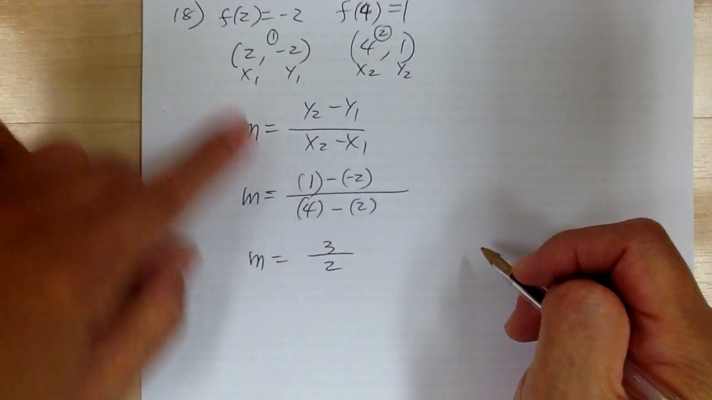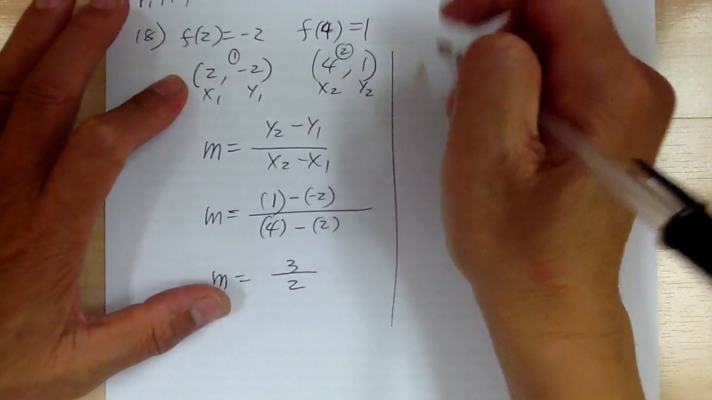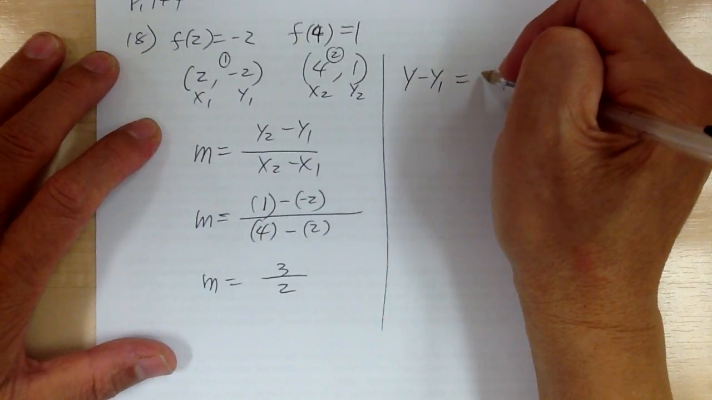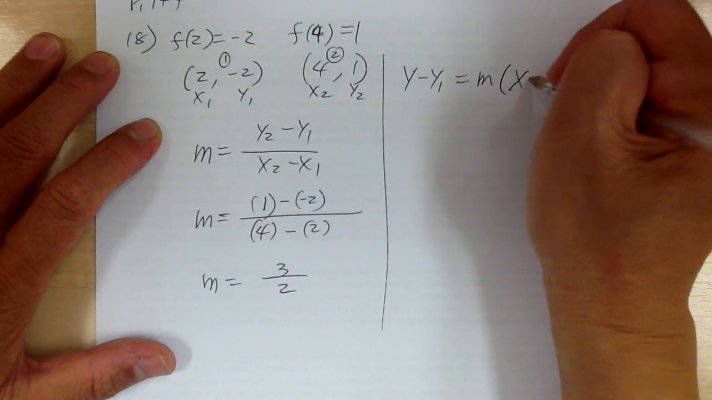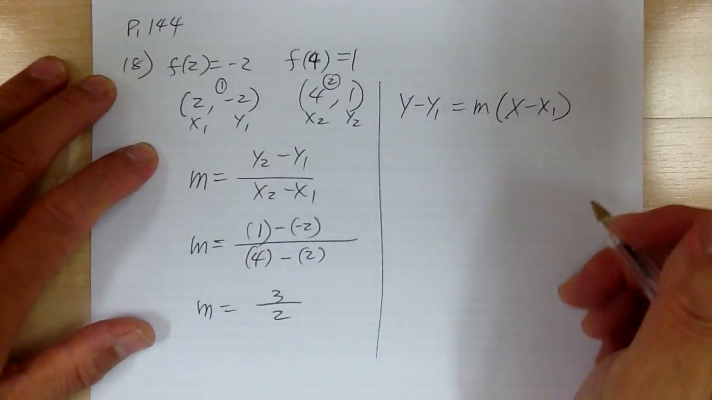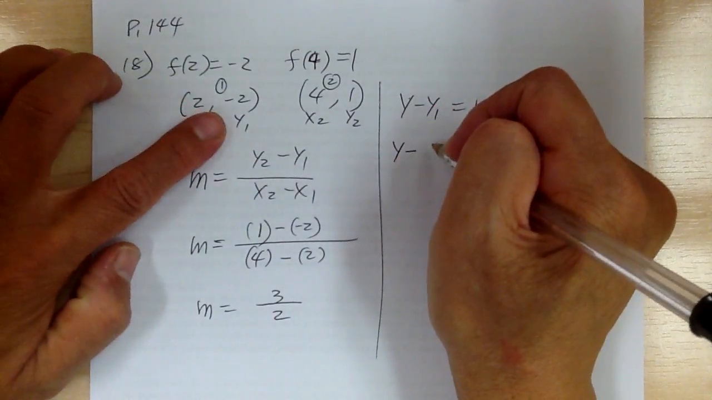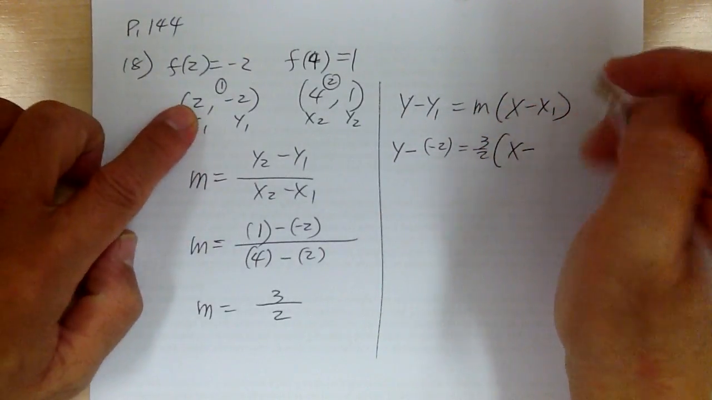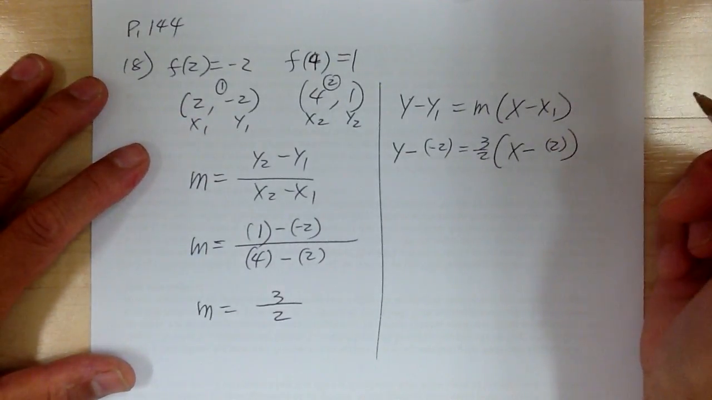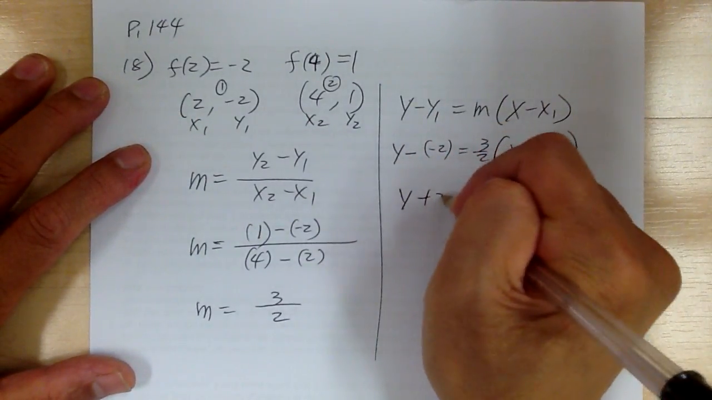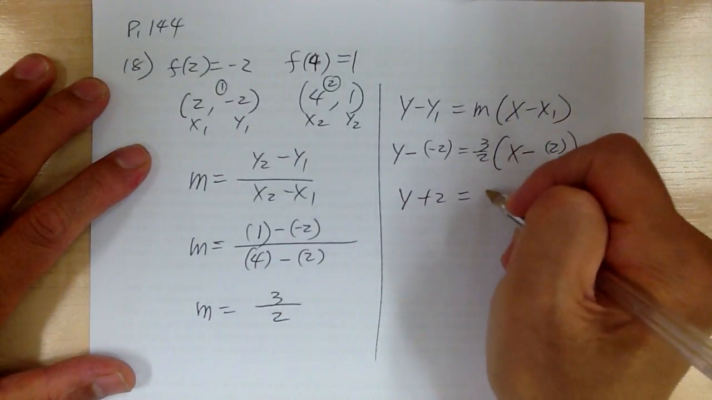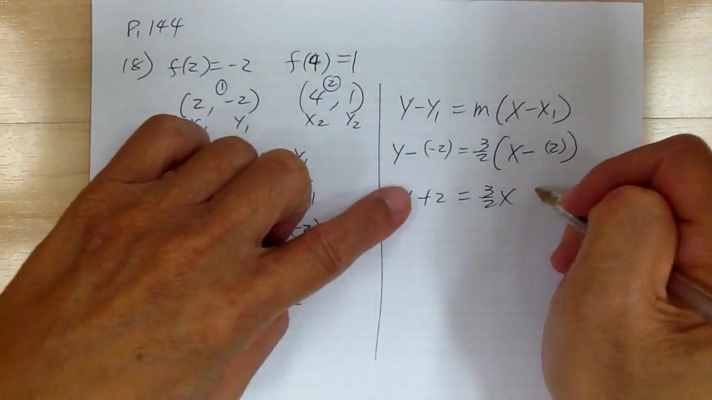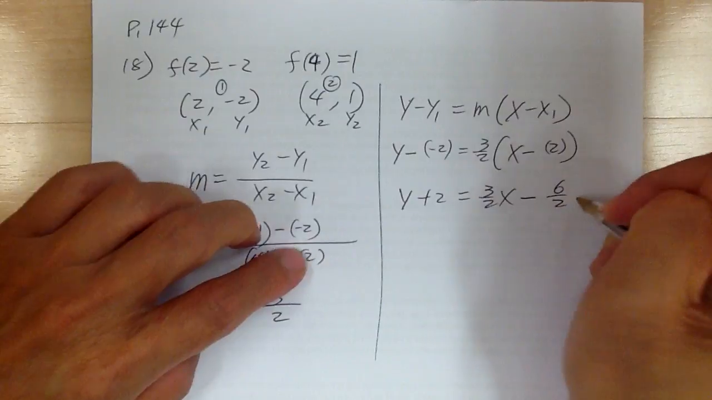Now once you have a slope, you can use point slope form, right? So you're going to get y minus y1 equal to m times x minus x1, right? So that's your point slope form. So you're going to get y minus negative 2 equal to 3 over 2 times x minus 2, right? So go and work it out. So you're going to get y plus 2 equal to, multiply out, so you got 3 over 2x, multiply out. This one, you can multiply out first before you worry about simplifying. So minus 6 over 2, okay?